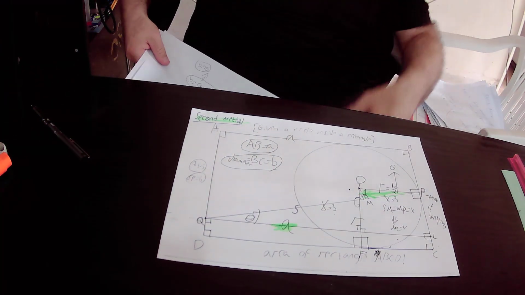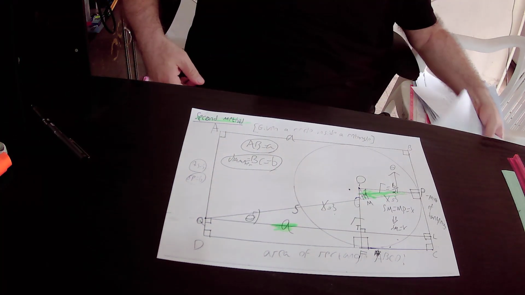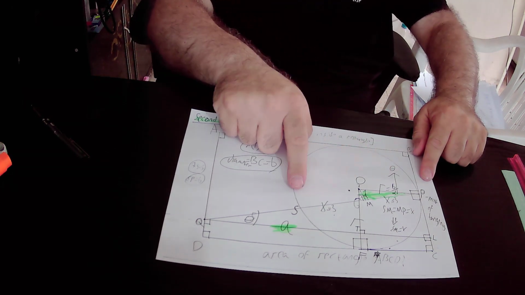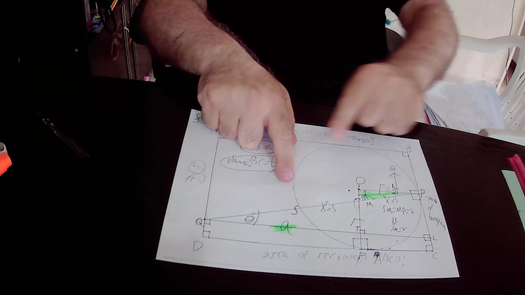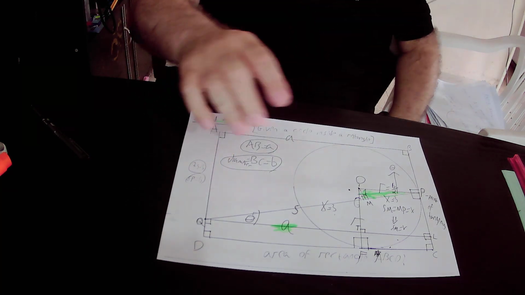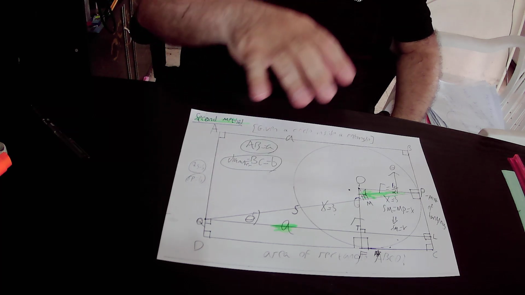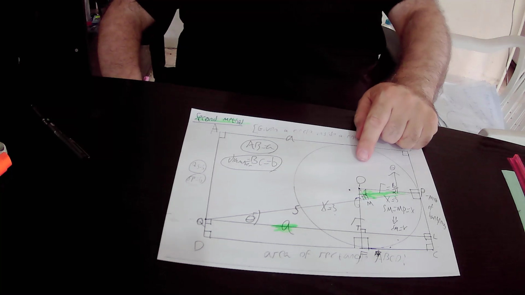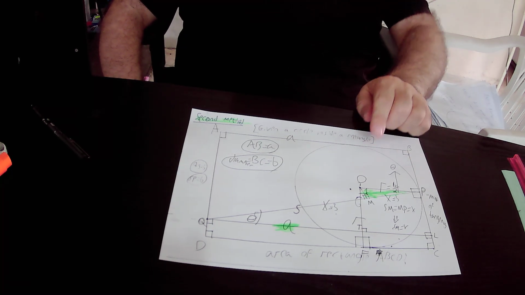Inside the rectangle we have a circle. Chord PS equals 6 units, line segment SQ equals 5 units, and our mission is to find the area of this circle. So we define the center of the circle as point O.